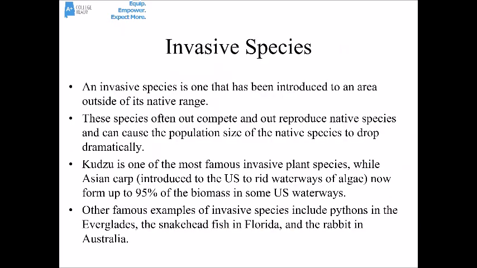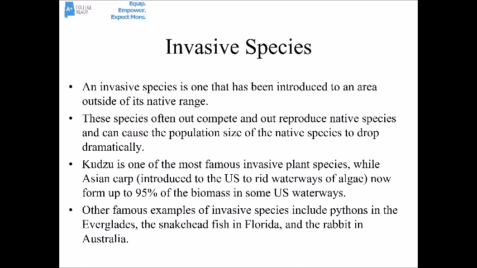Let's also talk about invasive species. So these are species that are introduced to an area outside of where they normally are found, their native range. Oftentimes, because there are no natural predators for these invasive species there, they outcompete and out-reproduce the native species, and they can cause the population size of native species to drop or even sometimes go extinct.